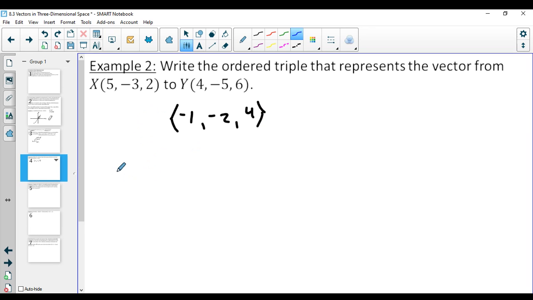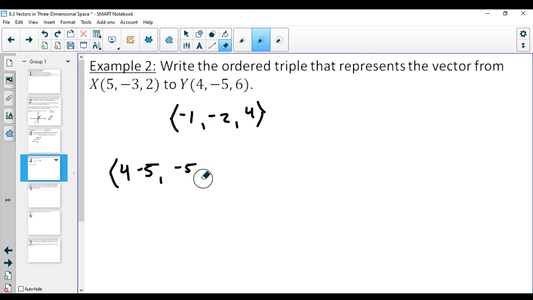Or that's really if we do x2 minus x1, y2 minus y1, or minus a negative is plus, z2 minus z1. And that gets us -1, -2, 4.